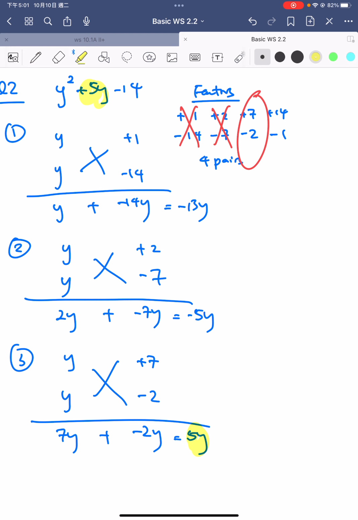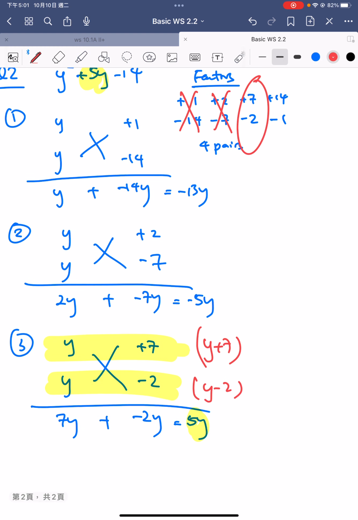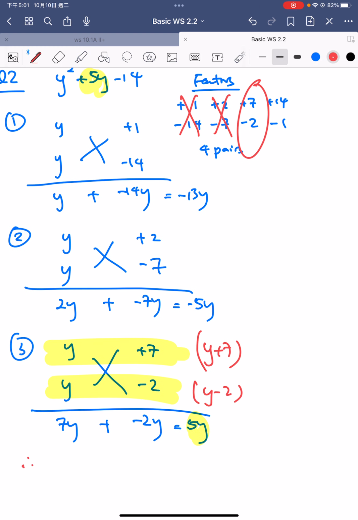Now we just read horizontally: the first factor is y plus 7, and the second factor is y minus 2. So we combine them to get our answer: y squared plus 5y minus 14 equals y plus 7 times y minus 2. So that's question 2.